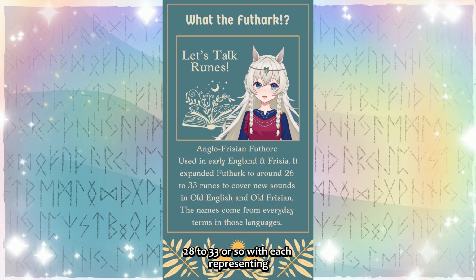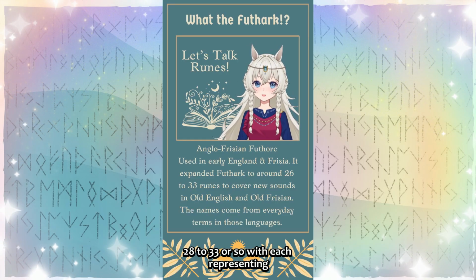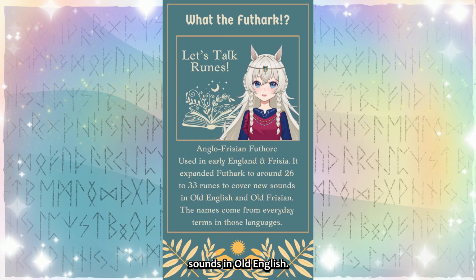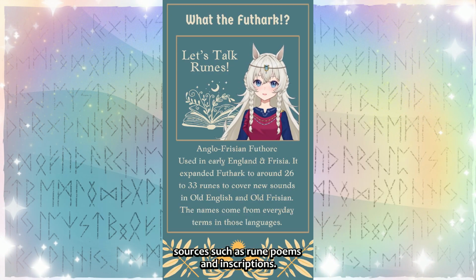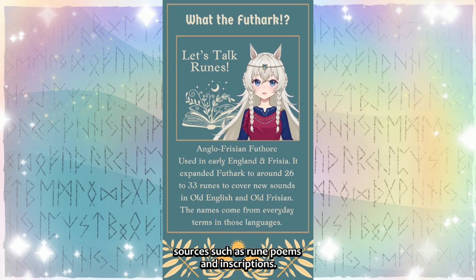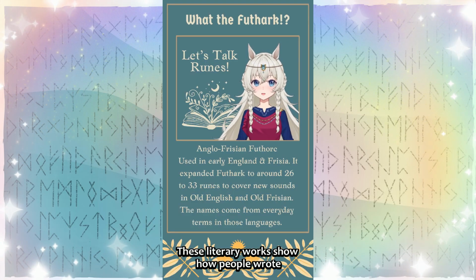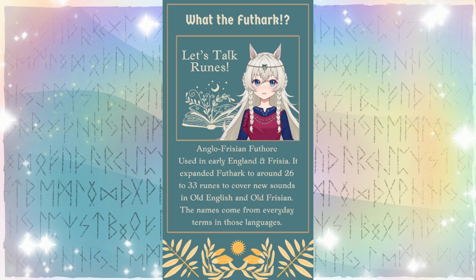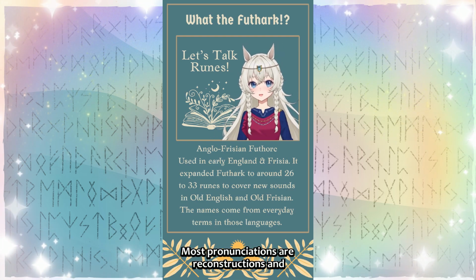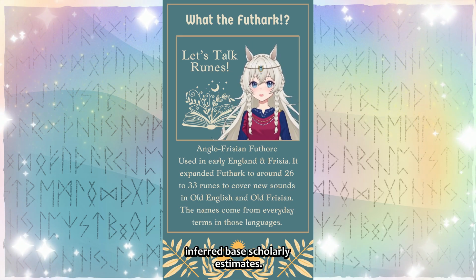However, unlike the younger Futhark, the Futhorc has a lot more runes, and oh boy do I mean a lot. 28 to 33 or so, with each representing sounds in Old English. We know that the names and meanings of these runes come from later medieval sources such as rune poems and inscriptions. These literary works show how people wrote and remembered all 33 runes in most cases. Most pronunciations are reconstructions and inferred based on scholarly estimates.